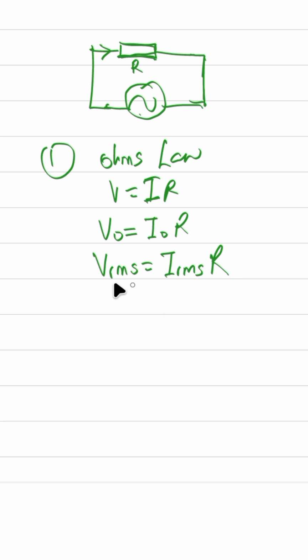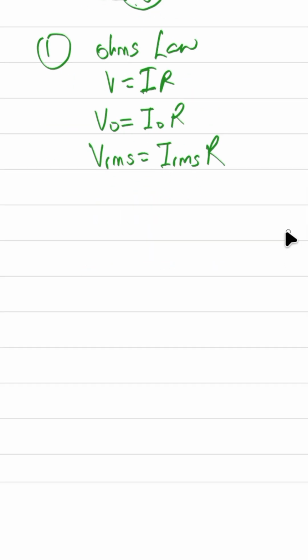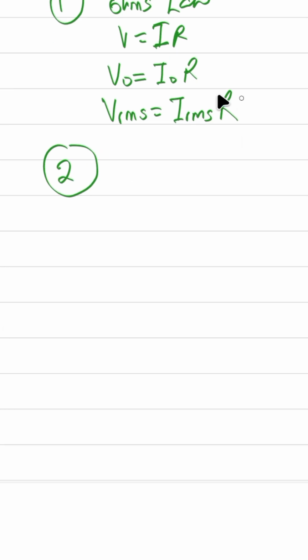You cannot use V RMS here and use I naught here. They must follow V naught, I naught, and V RMS, I RMS. Do you get that one? Okay, thank you. The next one, number 2. The next thing to note here is that the peak voltage, sorry, this is peak voltage here, like I've done.